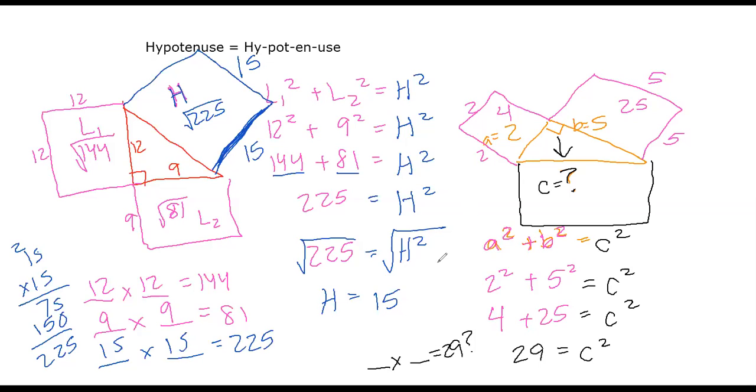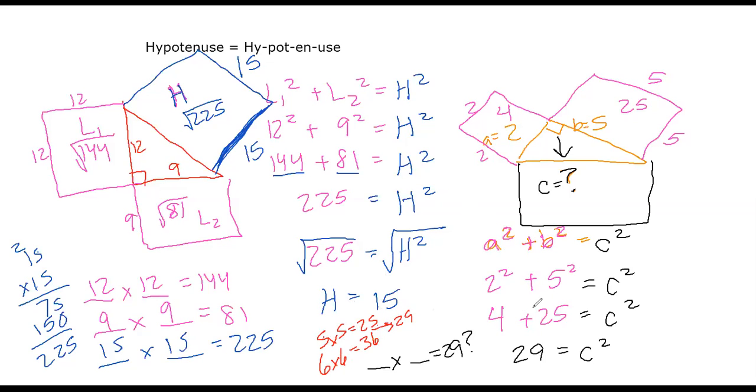No. You can do 5 times 5, but that gives you 25. That doesn't give you 29. You can do 6 times 6. That gives you 36, not 29. So we know the answer is somewhere between 5 and 6, but we don't know exactly where because 29 is in between these two numbers.